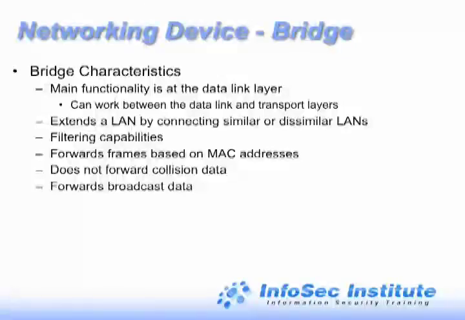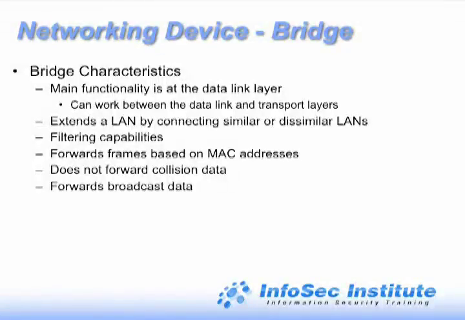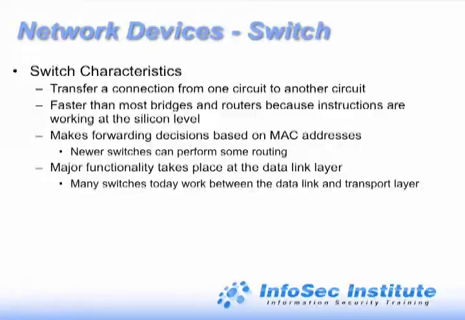Okay, bridge characteristics. Mainly functionality is the data link layer. This can work between the data link and transport layers. It extends a LAN by connecting similar or dissimilar LANs. Basically, it does have filtering capabilities, forwards frames based on MAC addresses. It does not forward collision data and forwards broadcast data. So one of the primary things to know about the bridge is what layer it's going to work on, which is going to be your data link layer, and it deals with MAC and forwards broadcast. And also prevents collision domains.